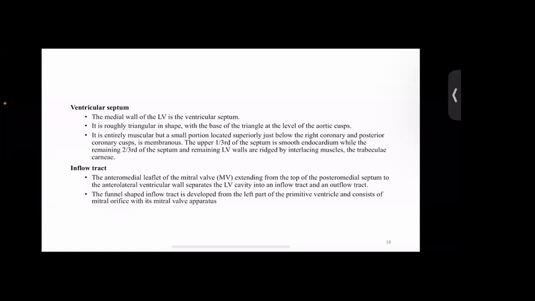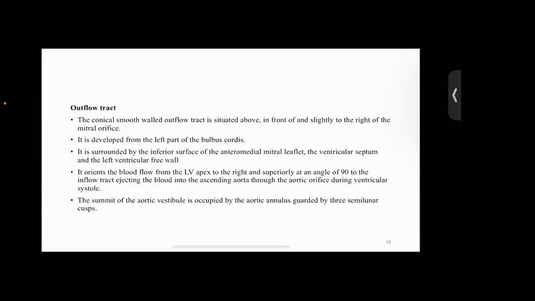Now the inflow tract. The anteromedial leaflet of the mitral valve, extending from the top of the posteromedial septum to the anterolateral ventricular wall, separates the LV cavity into an inflow tract and an outflow tract. The funnel-shaped inflow tract is developed from the left part of the primitive ventricle and consists of the mitral orifice and its mitral valve.